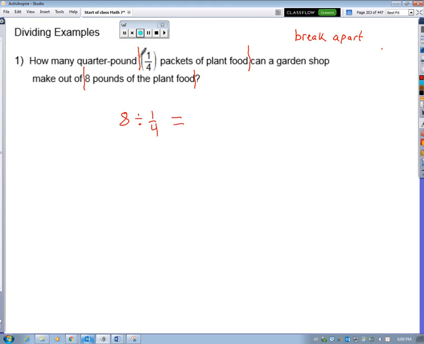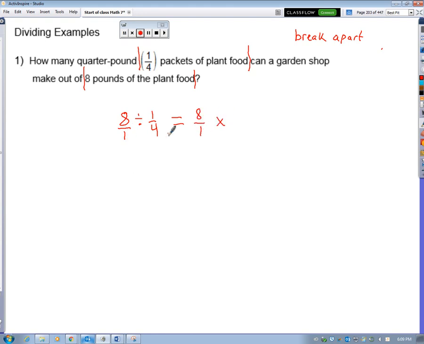Okay, and these numbers, they're both positive. We're making packets of plant food, so we can leave that positive. We're not losing anything. Now when we divide, remember that we need to put a 1 underneath that 8 to turn it into a fraction.